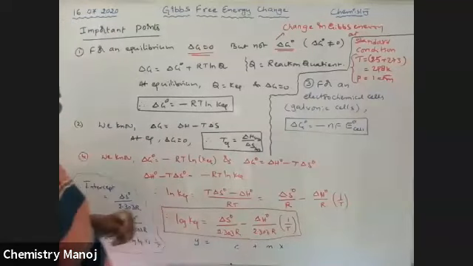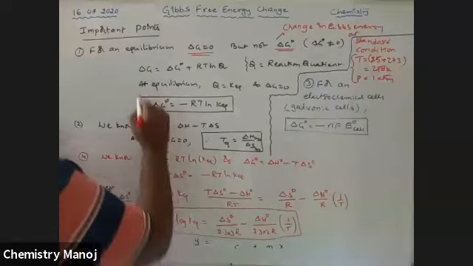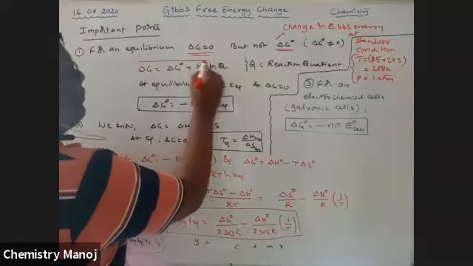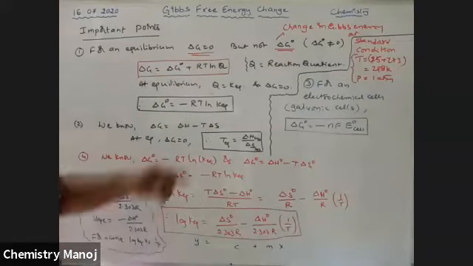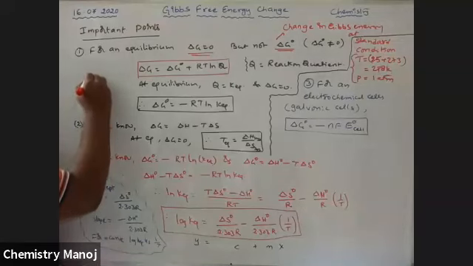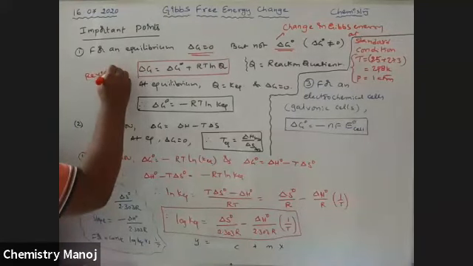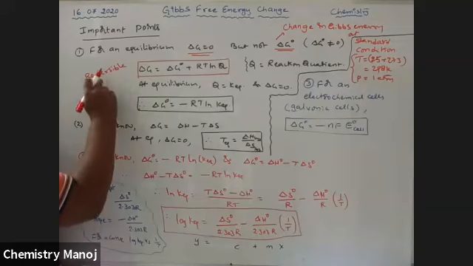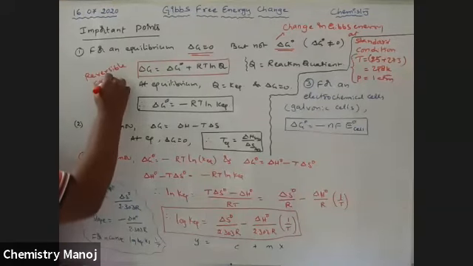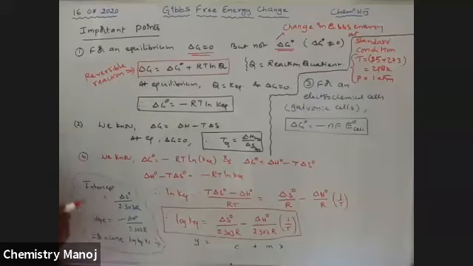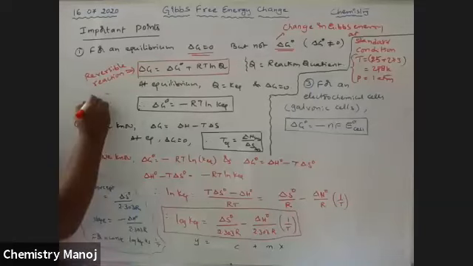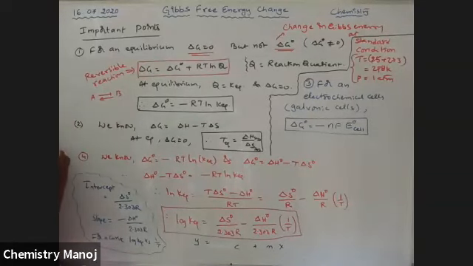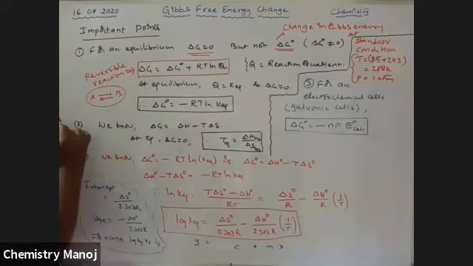Okay, next, for an equilibrium, it is important: delta G is equal to delta G naught plus RT ln Q. It is for a reversible reaction. For a reversible reaction, delta G is equal to delta G naught plus RT ln Q. Reversible means A gives B, and at the same time B also gives A. So this situation is called a reversible situation. For this type of reversible reaction, this is applicable.